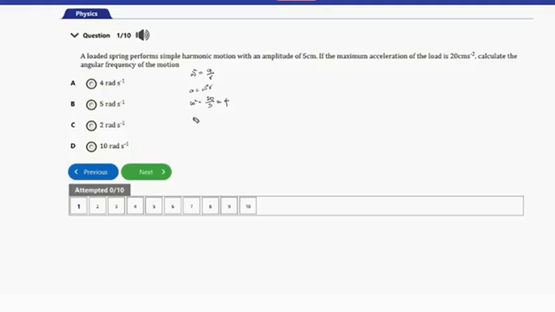So in order to find omega, we'll square root this 4, and the square root of 4 is 2, and that's 2 radians per second. So that's it for this question. Option C becomes the answer to this question, 2 radians per second. So that's the angular velocity here. Let's go ahead and consider the next question.